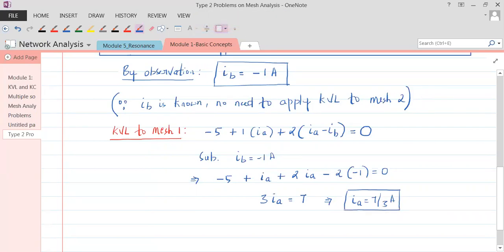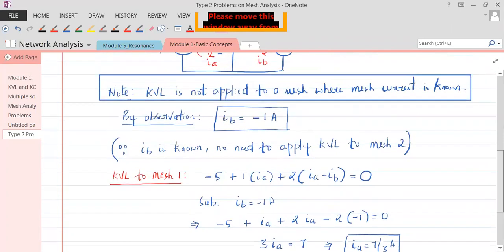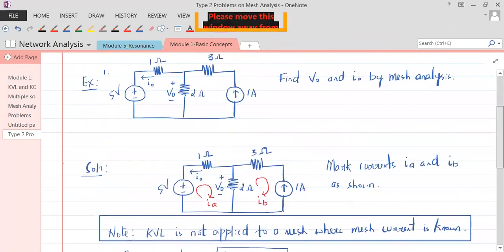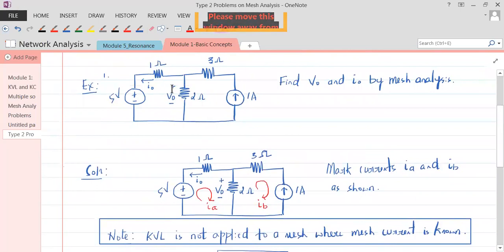Again, I am telling you, we were not asked to find out mesh currents, but we have found them because they had asked us to find I0 and V0 by mesh analysis. In mesh analysis, whether they ask or not, we have to find the mesh currents. Now, can you give me V0 and I0 in terms of the mesh currents? Can you see this and tell me? Anybody, if you have questions, you can unmute and ask.